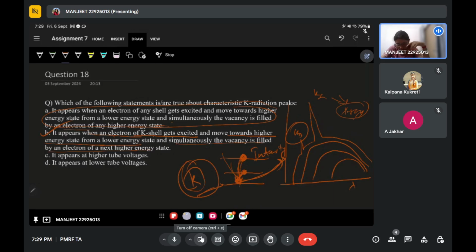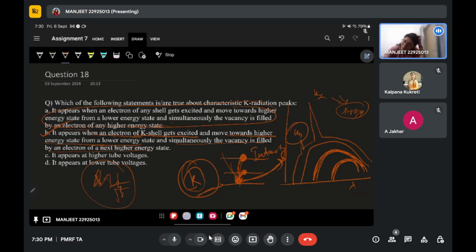So in this part C, it is about whether it appears at the higher tube voltage. Yes, it is correct. These characteristic radiations appear at the higher voltage, because at the lower voltage we only have the continuous spectrum. We are not having the characteristic peaks. The characteristic will appear as we increase the voltage, because the characteristic wavelengths are also inversely proportional to the voltage.